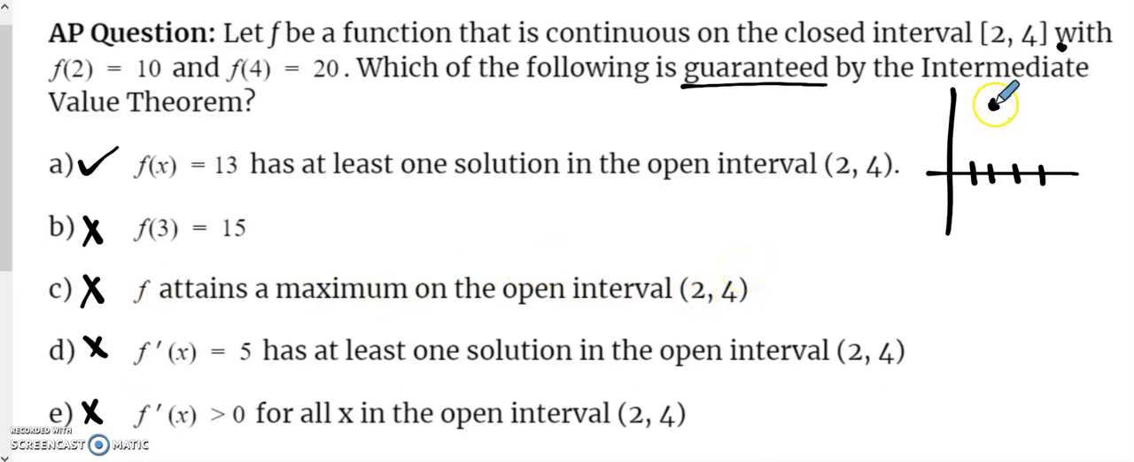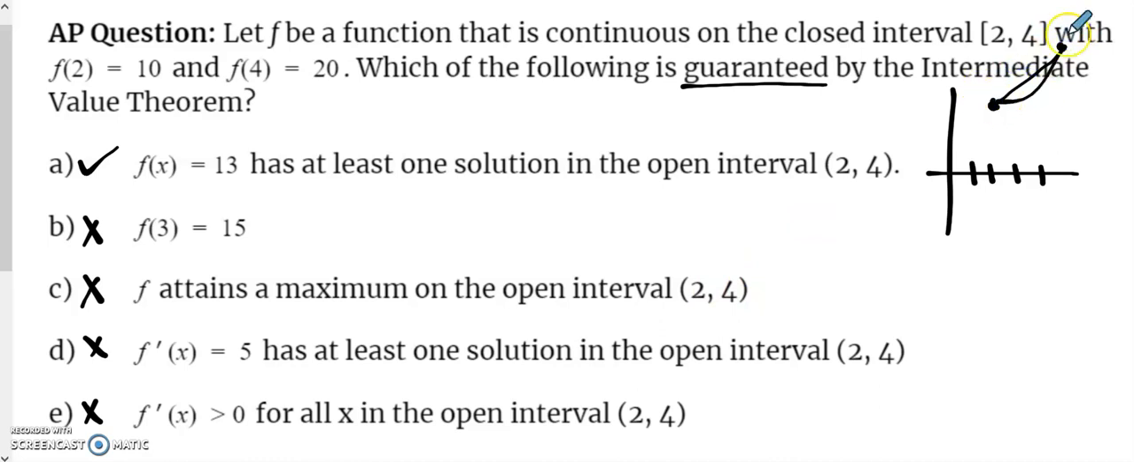F attains a maximum on the open interval from 2 to 4. Well, I could have just drawn straight from here to here, in which case my maximum is at 4, and I would need a bracket on that. That's supposed to be a bracket. So that one's out. F of 3 equals 15 would imply that we just have a straight line, but that doesn't necessarily hold true, right?